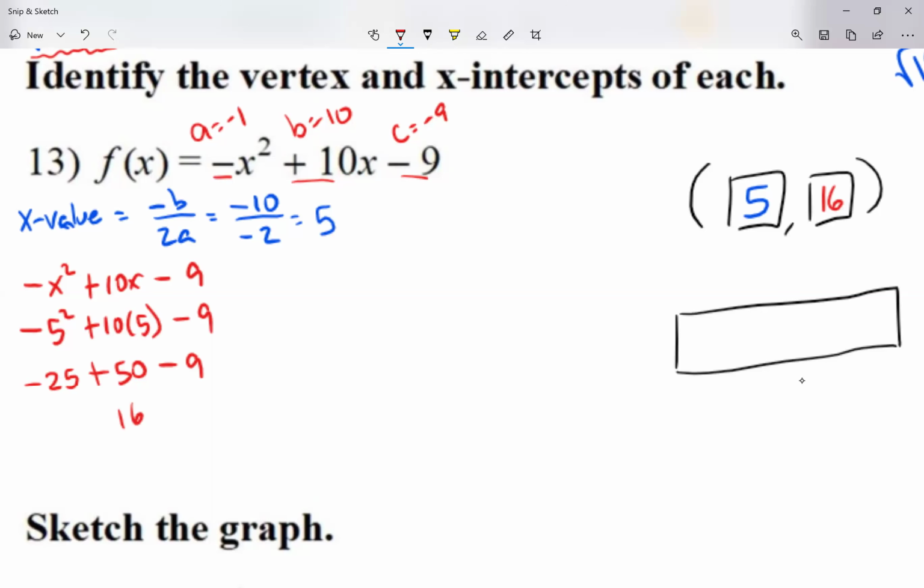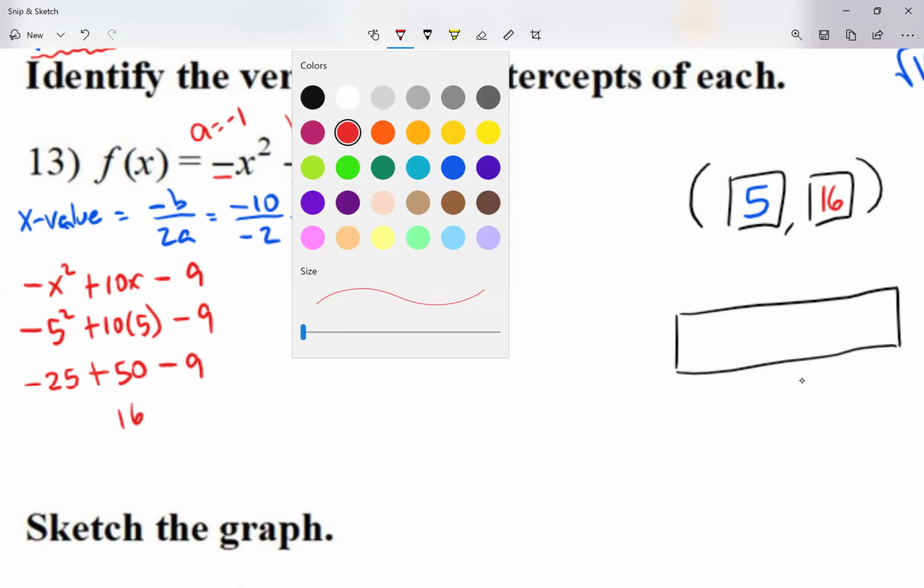I have you answering two different answers, the x and the y separate, because what if we make a mistake? I want us to be able to identify, did I get the x value wrong and that's what gave me the wrong y value? Or did I get the x right, just not the y value? I did that to let you know, in case you don't get it right, where your mistake is. Now let's identify our zeros.